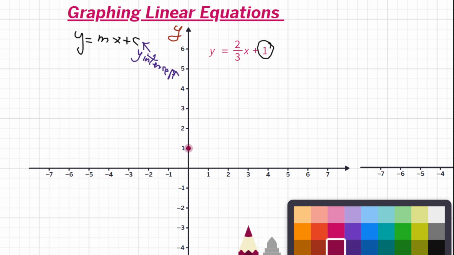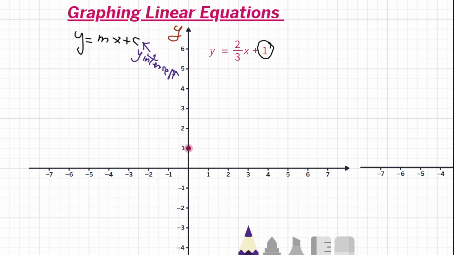We got 1 point. And then, to have a line, you just need 2 points, right? If you have 1 point here and 1 point there, then you can just connect them to make a line. So we got one already. So how do we find the other one? That's when we need to look at this m here.